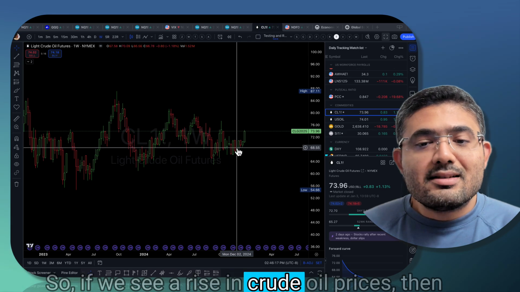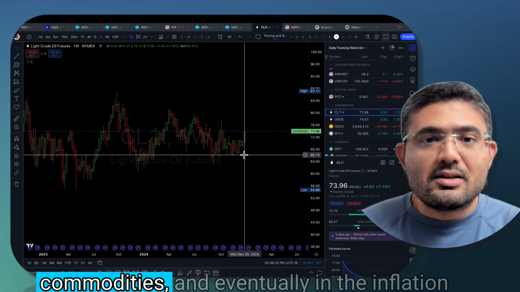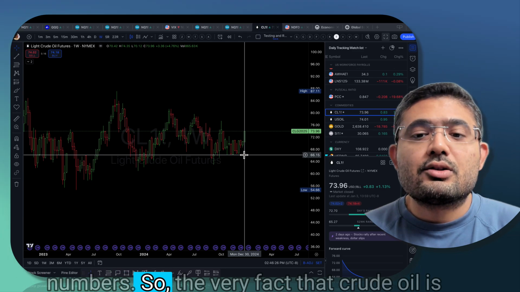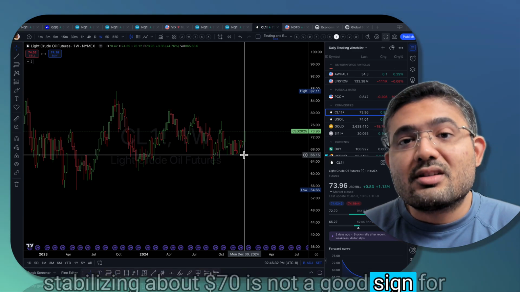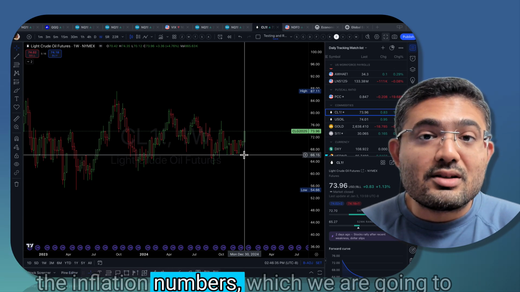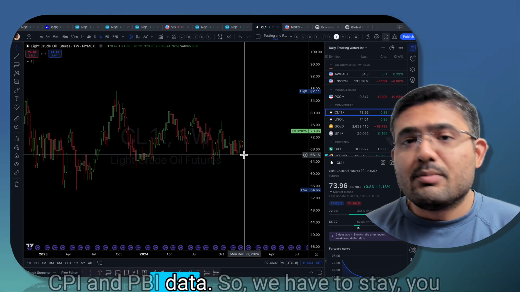If we see a rise in crude oil prices, then that eventually trickles down to all other commodities and eventually into the inflation numbers. So the very fact that crude oil is stabilizing above $70 is not a good sign for the inflation numbers, which we are going to get in the middle of this month in the form of CPI and PPI data.